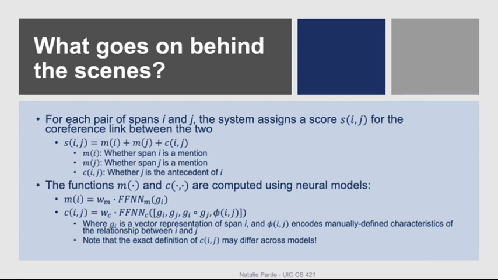The functions m and c are computed using feed-forward neural networks that accept vector representations of i and j as input, and these vector representations might contain word embeddings, manually defined features, or some combination of the two.